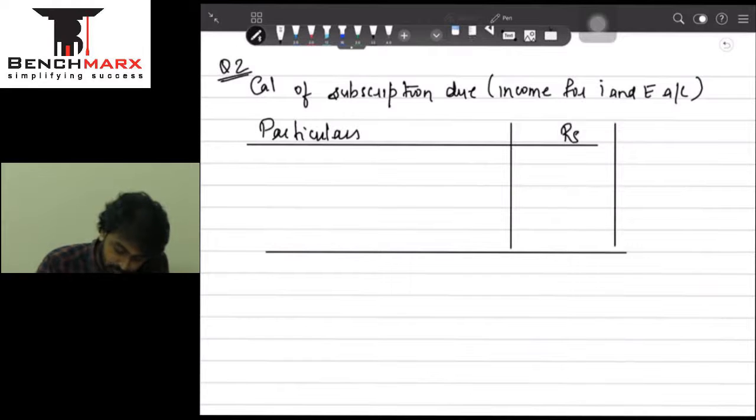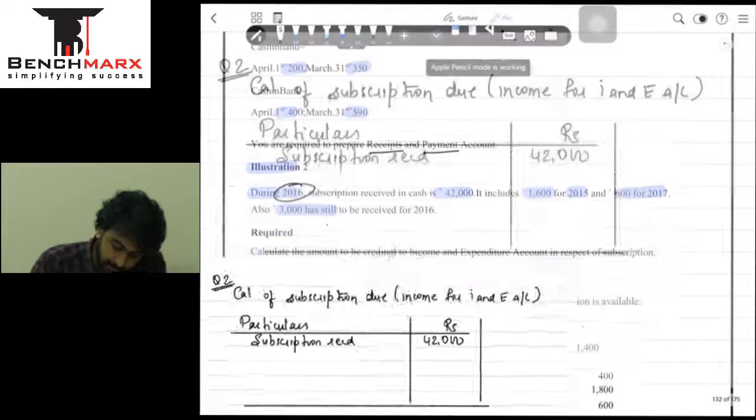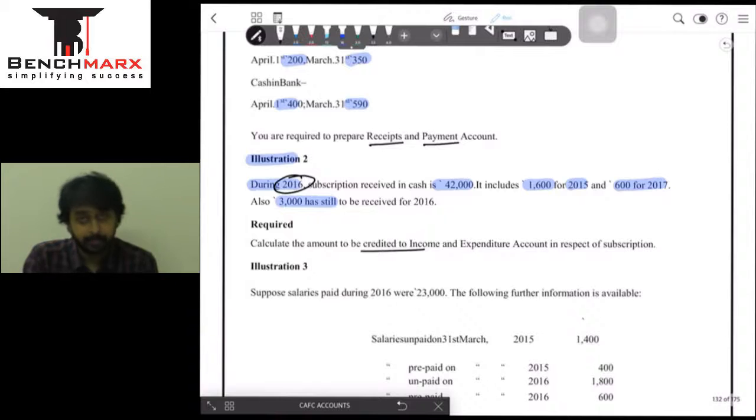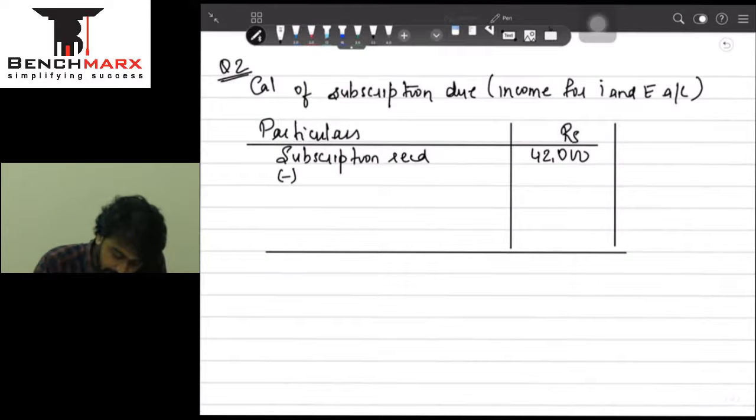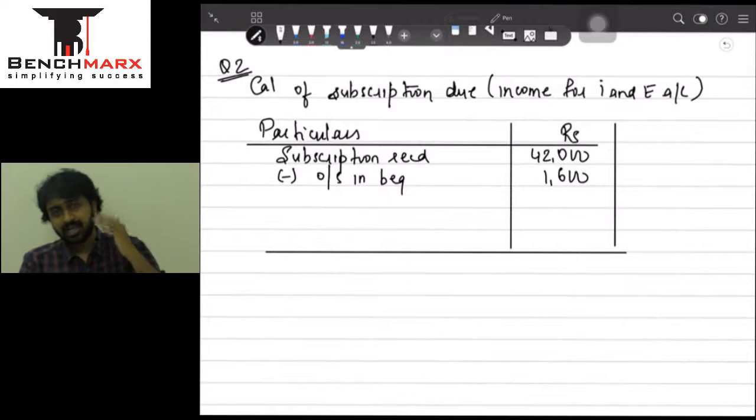Theek hai, I would say subscription received, I think 42,000, directly mentioned 42,000. It includes 1,600, so far so good. Matlab, somebody has paid us 1,600, which is pertaining to previous year, but now they have paid. Matlab, if they have paid now, it's a part of 42,000, which means I need to subtract that. Less outstanding in the beginning 1600. Why in the beginning? Because last time's closing outstanding is this time's opening outstanding.